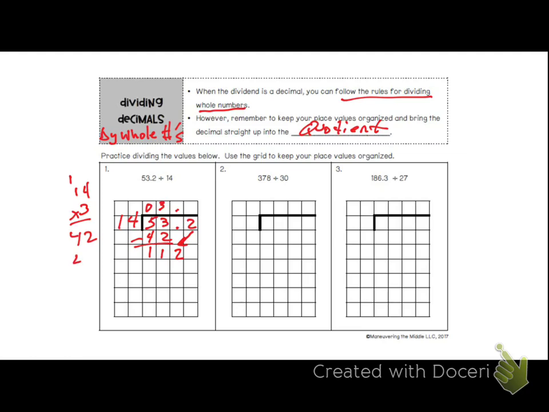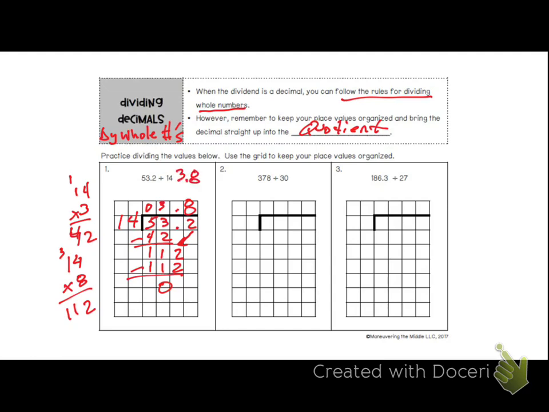I don't know what it is, so I'm going to take 14 and start multiplying it by numbers. I had 42 on this one. I got 112. I'm going to go 8. 8 times 4 is 32. Carry a 3. 8 times 1 is 8, plus that 3 is 11. Oh, I got it. That becomes that. So that's 112, and I subtract, and I get a remainder of 0. I'm done. I'm going to write my final answer as 3.8.